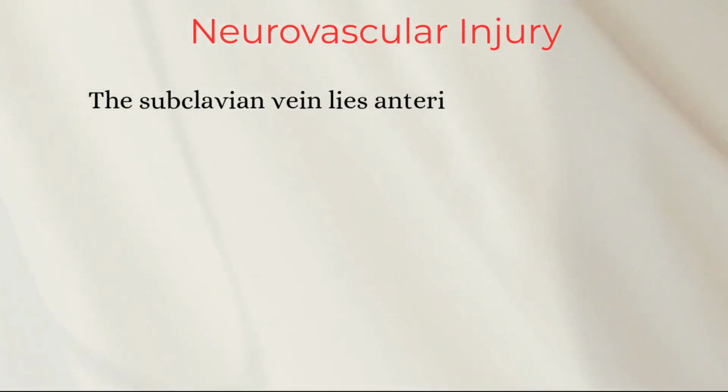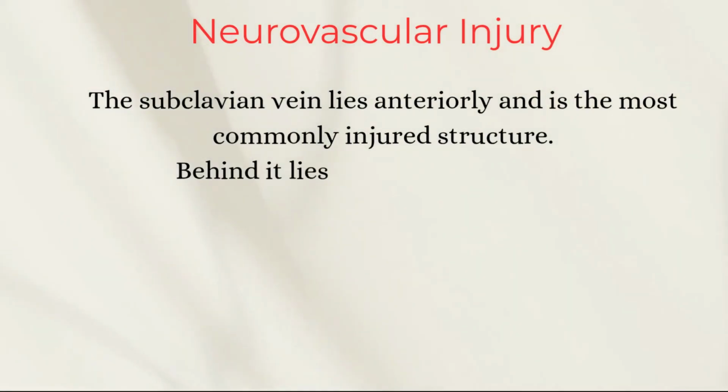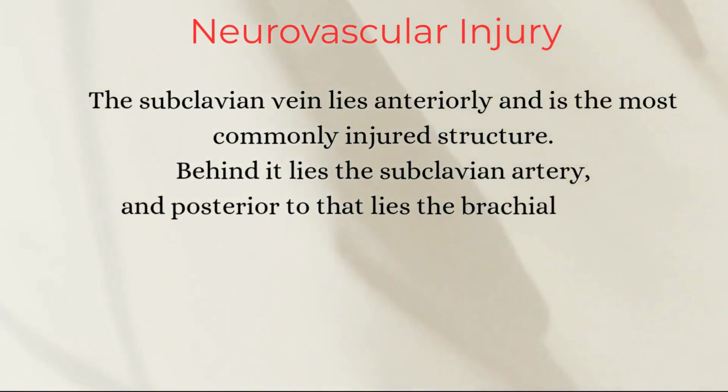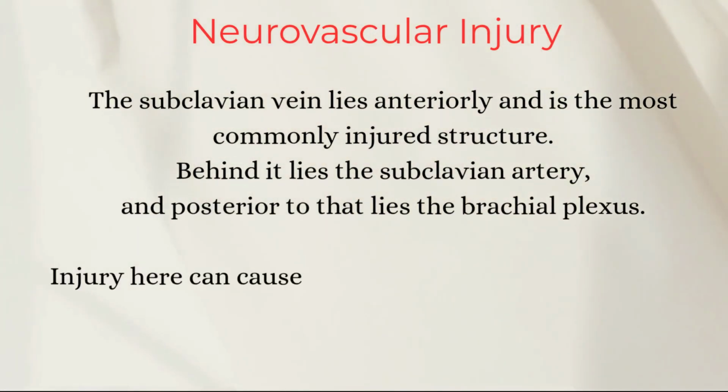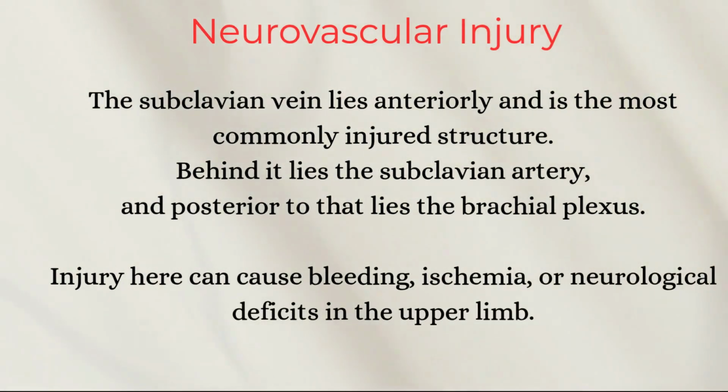Neurovascular injury. Now, why is clavicle fracture dangerous? Because several vital structures lie just below it. The subclavian vein lies anteriorly and is the most commonly injured structure. Behind it lies the subclavian artery, and posterior to that lies the brachial plexus. Injury here can cause bleeding, ischemia, or neurological deficits in the upper limb.